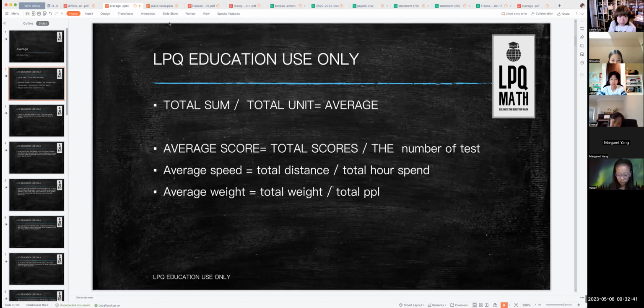But everybody, I want to just emphasize the average speed. Okay, average speed is very important. It's something a little bit different.